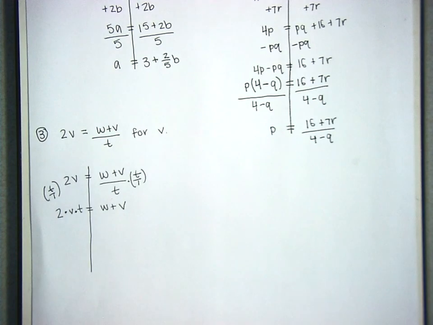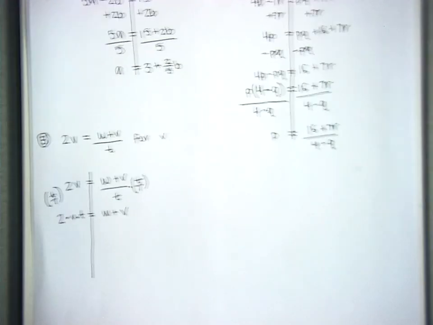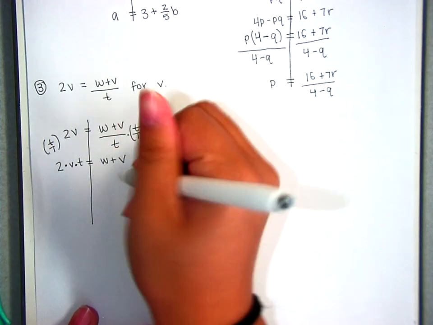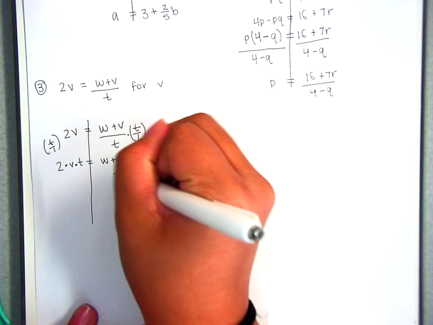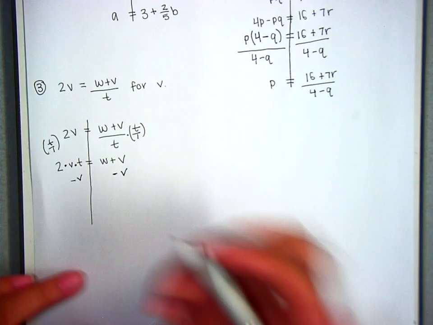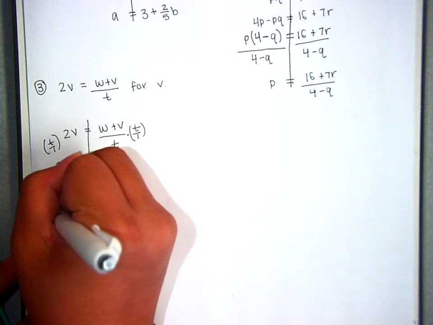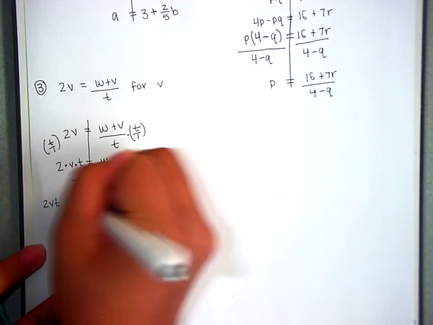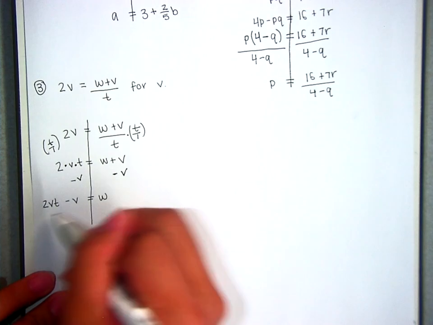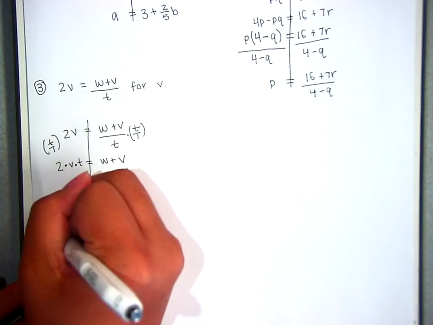All right. If you do not have this problem done at this point, you need to absolutely be paying attention. Okay, so similar to the last one that we did, we want the V's on the left side. So because this is adding V, I'm going to subtract V from the right and from the left. Then I'm going to rewrite it to make it easier to see. So we have 2VT minus V equals W. When I look at this, I see that both the 2VT and the negative V have a V, so I'm going to pull out a V.